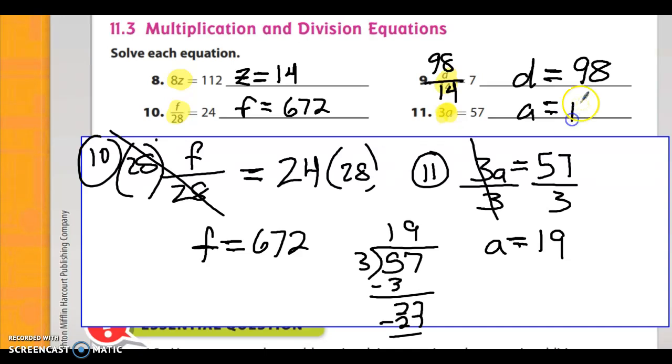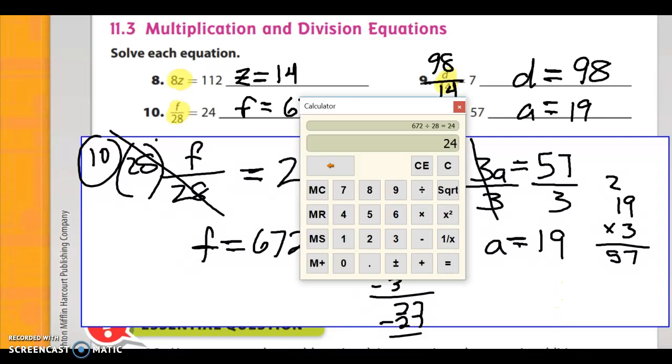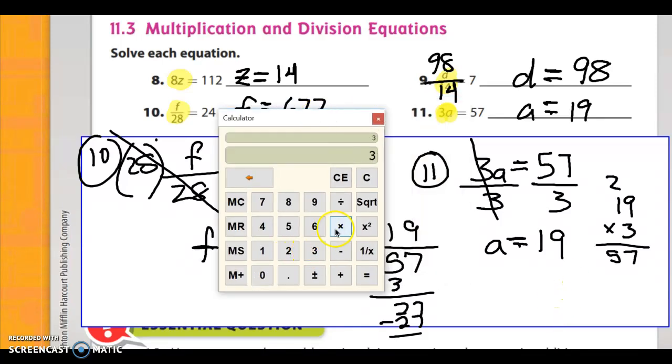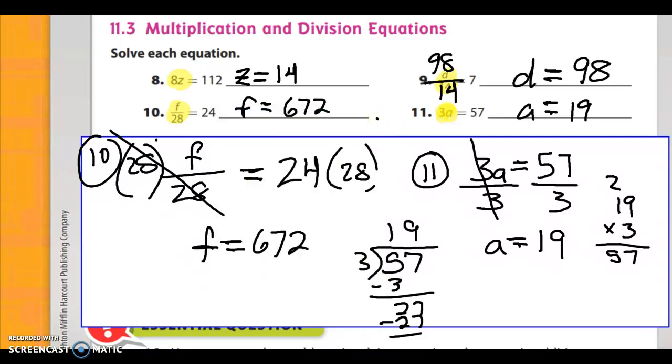One, I could do 19 times 3. 3 times 9 is 27. 3 times 1 is 3, plus 2 is 5, 57. That's one way. I could use a calculator. I could do 3 times 19 needs to be 57. It is. That works. Okay, good enough.